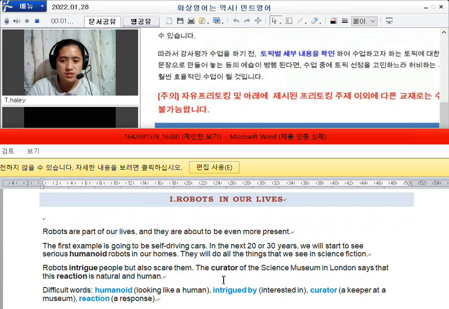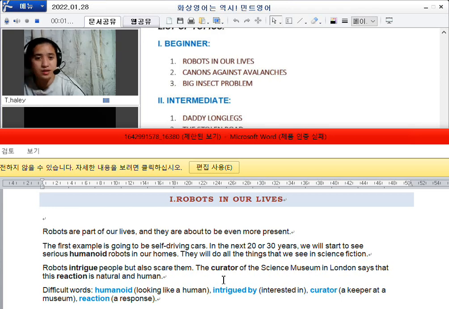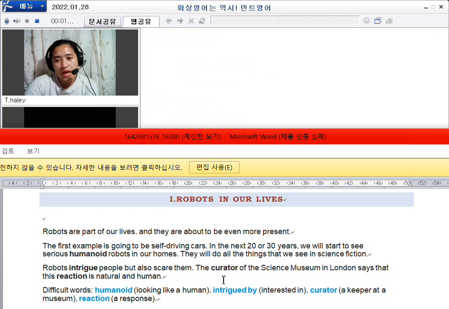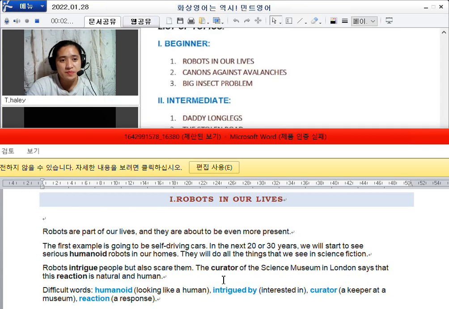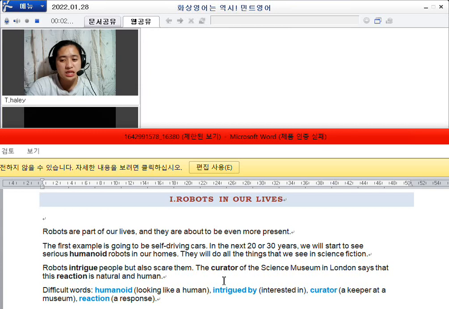So the summary is short. So it's about robots in our lives, right? Yeah. So it says there that they have been part of our lives and they are even more present these days. How about in Korea? I think self-driving cars are not commercial yet, so it's not common yet. How about robots?